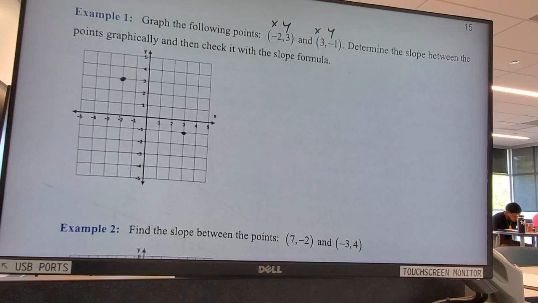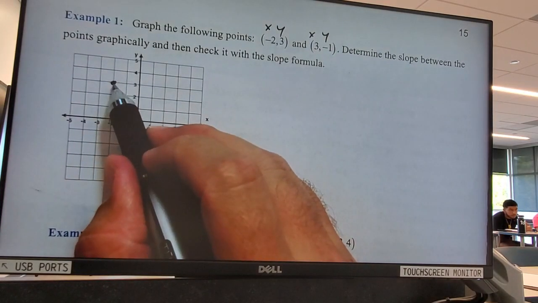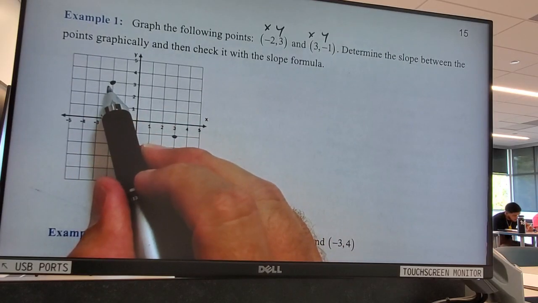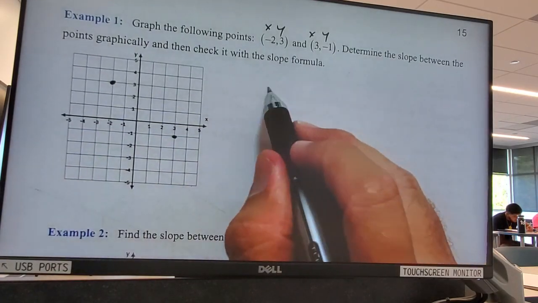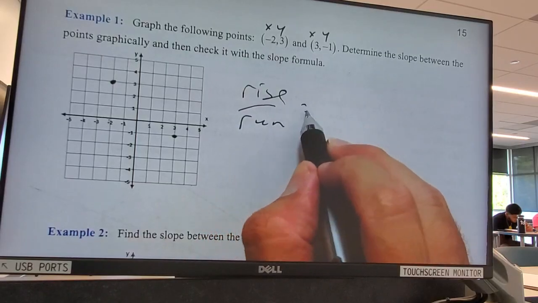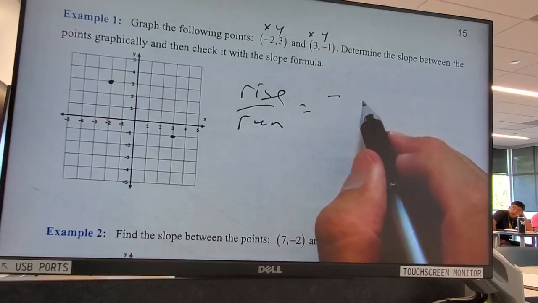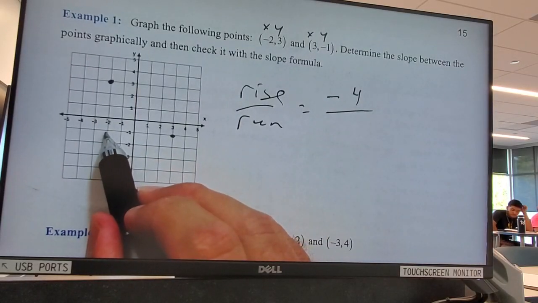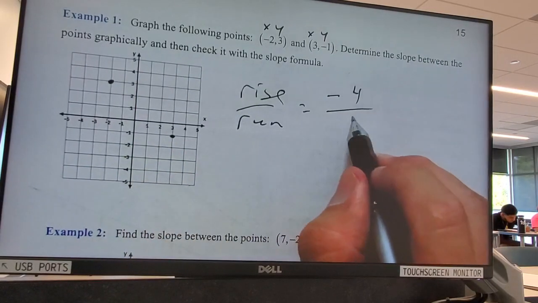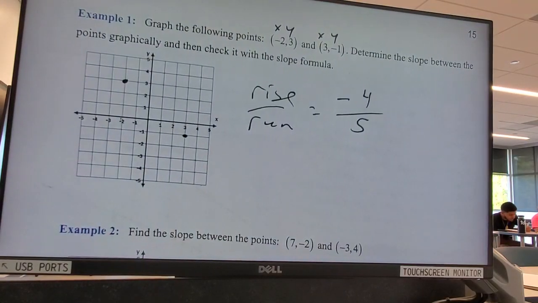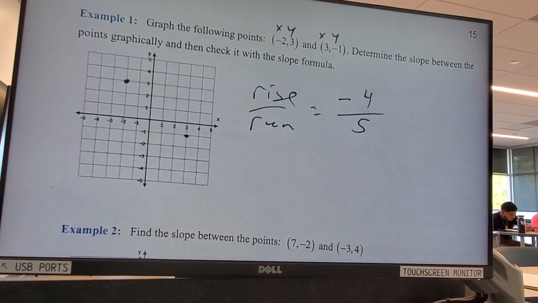The very first thing you told me, the idea of slope is rise over run. So if I start at either point, which point do you want, the higher or lower? Higher. So if I start here, how much do I rise? I actually fall, so I'm going to negative rise. So my rise over run is going to be -1, 2, 3, 4. And my run is going to be how much? 1, 2, 3, 4, 5.